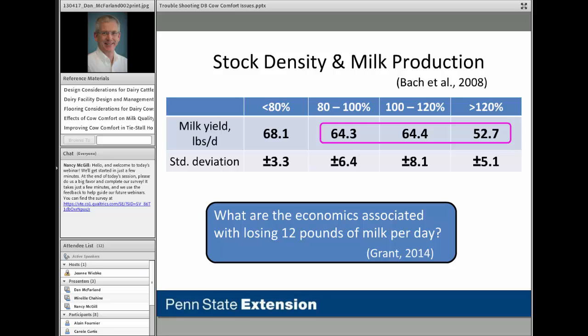Some work done in 2008 looked at how overcrowding of the facility has an effect on milk yield. You'll notice in this chart that the group that's 80 to 100% populated and the group that's 100 to 120% populated have about the same milk production. But once we exceed that 20%, there's a significant drop in milk. My understanding is that this particular study was done in a two-row group, so there was adequate feed space for 100% population. But what Rick Grant noticed in a presentation that I did with him recently is, what are the economics associated with losing 12 pounds of milk per day per cow because of that overpopulation, and is it really worth it?